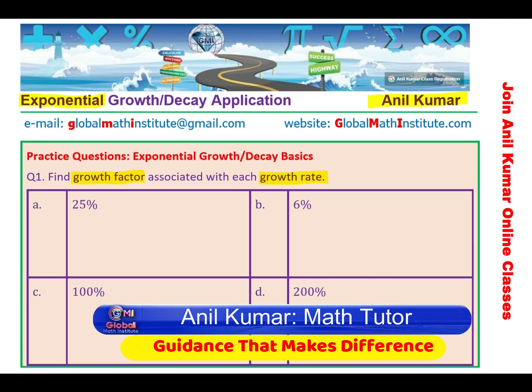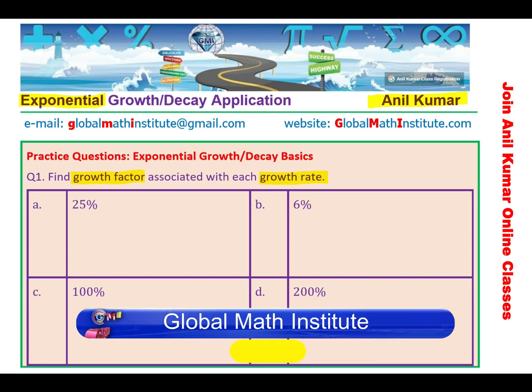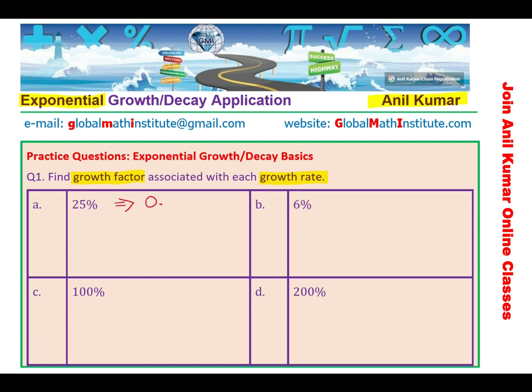Now, there are four parts. You can always pause the video, answer this question, and then look into my suggestion. So the question here is, find the growth factor associated with each growth rate. A growth rate of 25%. Let's convert this rate into a decimal value. So the first step is to write it as 0.25. That is the decimal value, right?